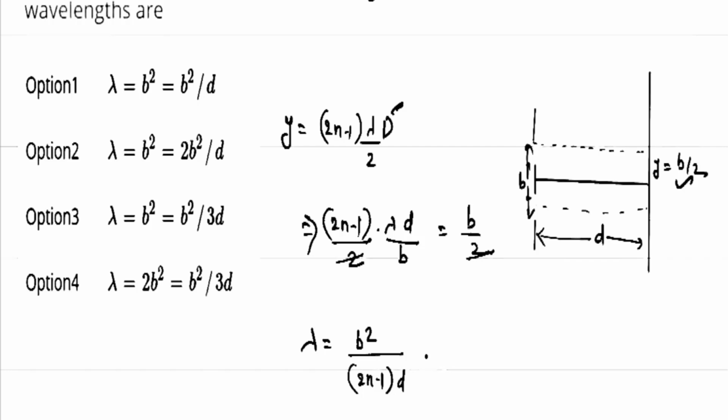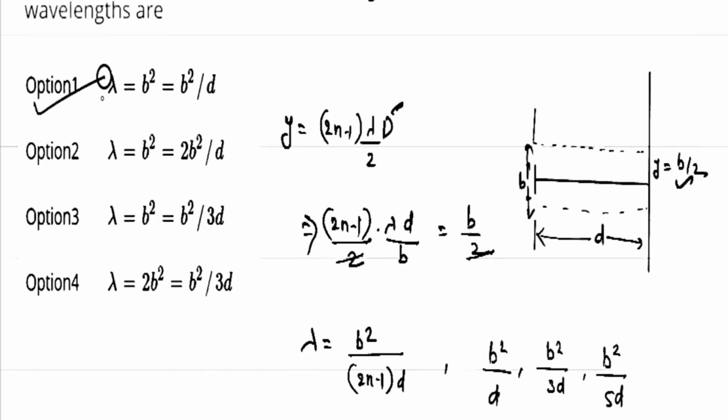And this is the value of lambda, and we put values of n. If we put n equal to 1, we get lambda is equal to b square by d. Similarly, if we put n equal to 2, we get b square divided by 3d, and if n is equal to 3, we get b square divided by 5d. So we match these with the options, and we get b square by d, and lambda is equal to b square by d.